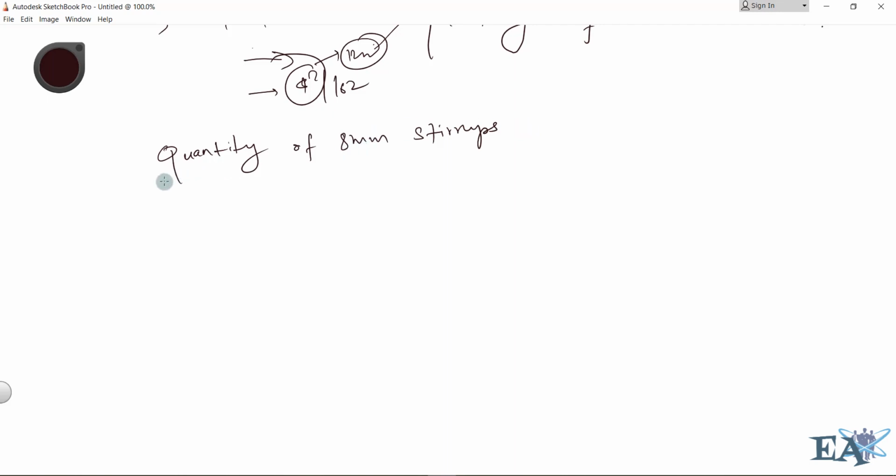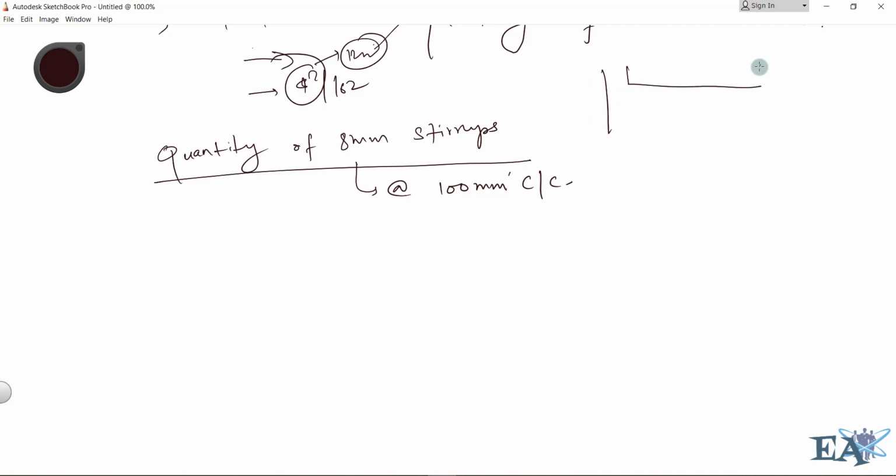So the 8 mm stirrups are placed at 100 mm center to center, which means that if this is your beam like this, the first stirrup will be placed on the face of this beam, and after that 100 mm second stirrup, after 100 mm second stirrup, third, fourth, fifth, sixth, and it will go on.